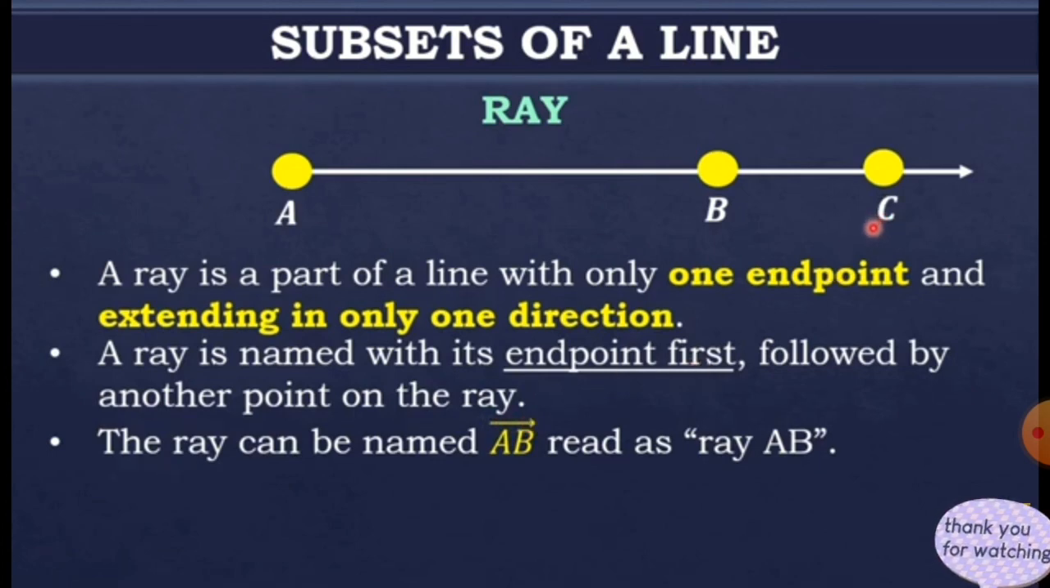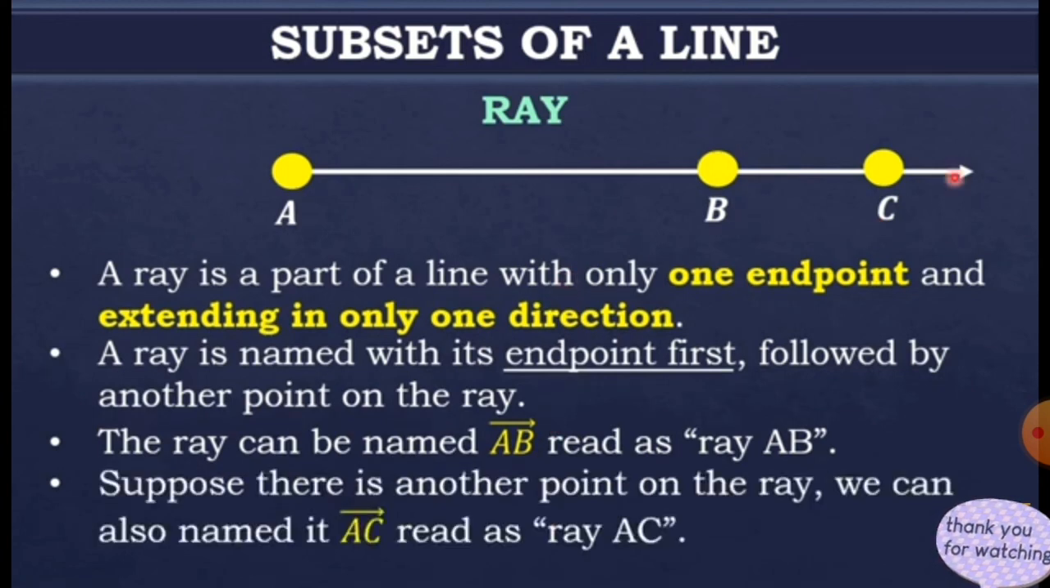also have another point? Okay? Paano kung meron pa tayong isa pang point? So, paano natin siya papangalanan? Okay. So, kung meron pa tayong isang point dito, let's say meron pang isa, pwede mo rin siyang tawagin na ray AC. Bakit? Kasi yung C ay nandun rin siya sa side nung may arrow. So, yung infinite. Okay? So, lagi pong endpoint first. So, ray AC. Pwede rin po.